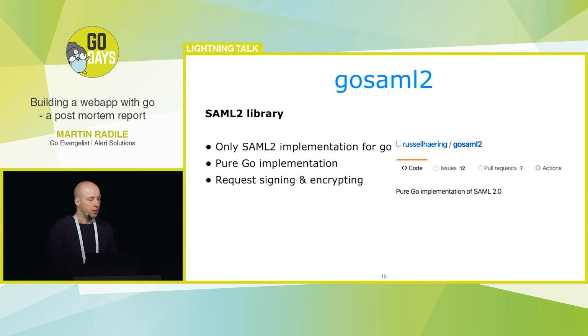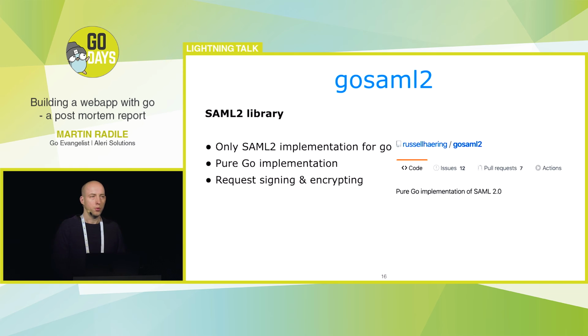Go SAML 2 is the only implementation for the SAML 2 protocol I found. It supports a couple of identity providers out of the box, and I managed to make it work with Keycloak in my development setup. Go SAML supports request signing and encrypting, but unfortunately I was not able to make the request signing and encrypting work with the customer's identity provider.